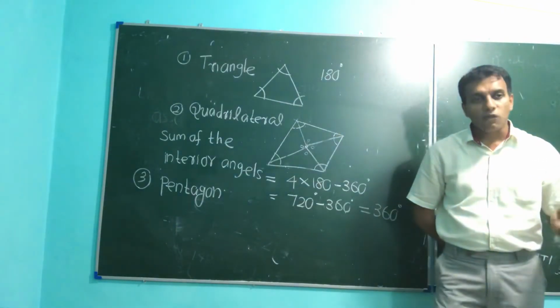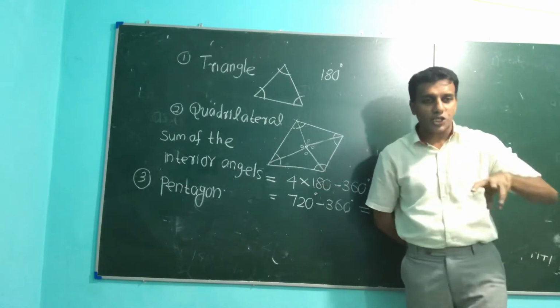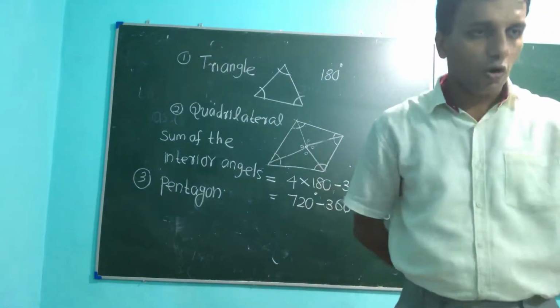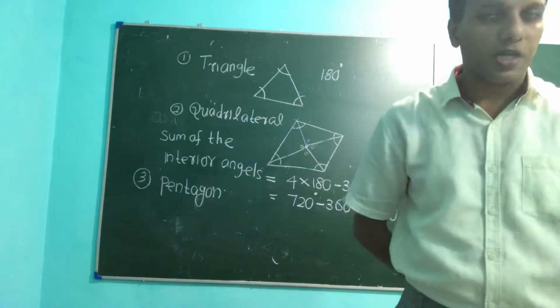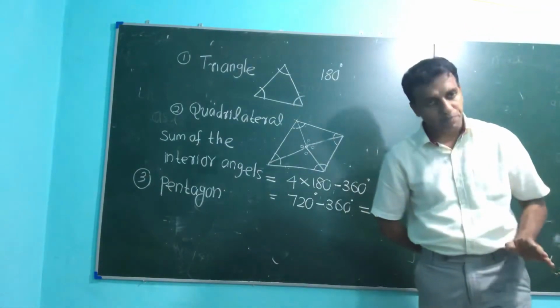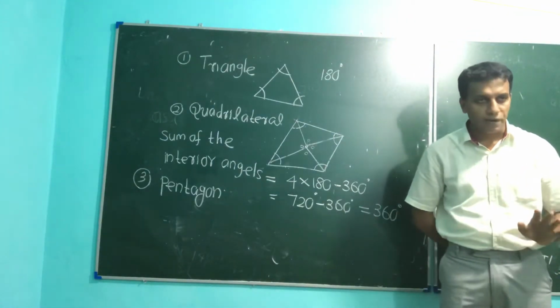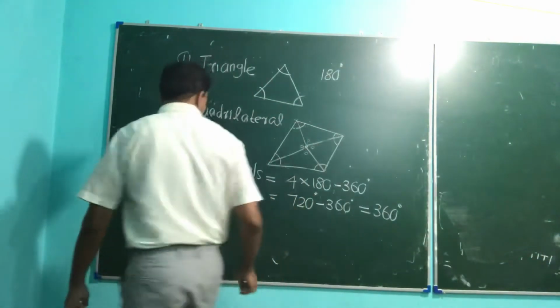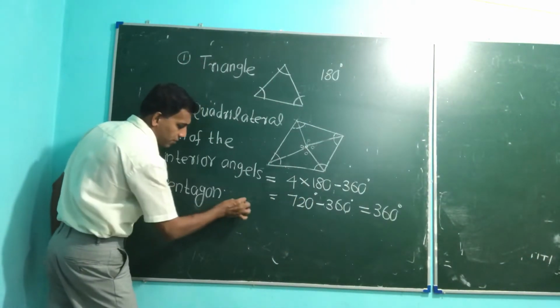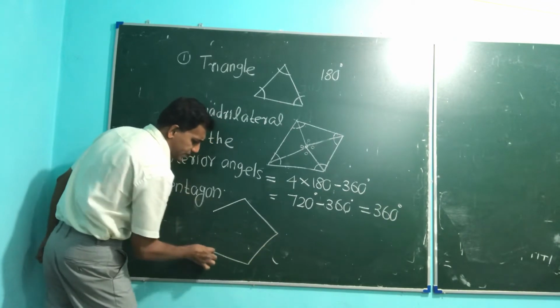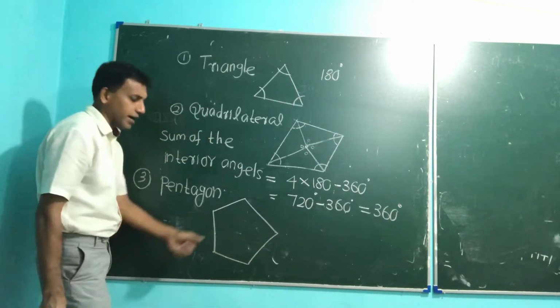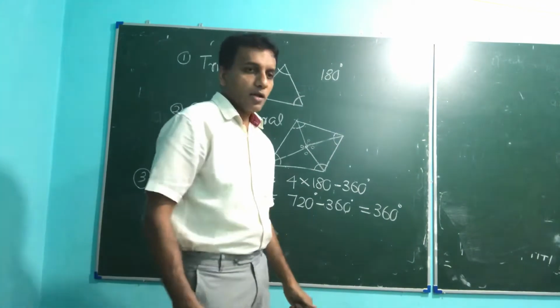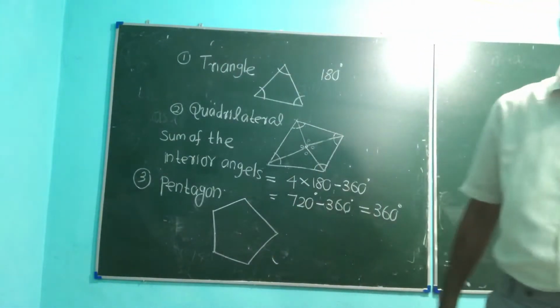So what is the answer when we add all 5 angles? That's our problem, right? I will explain in a similar fashion. If I draw a diagram, a pentagon, some random figure with 5 sides, like this, a 5-sided figure.